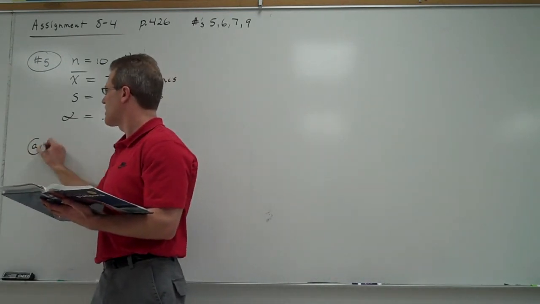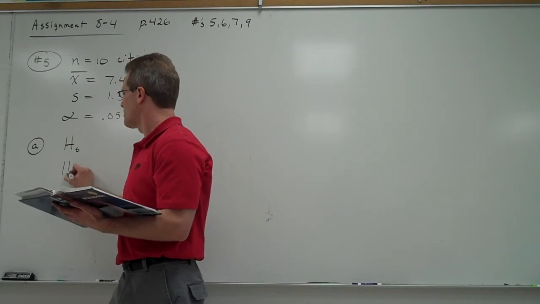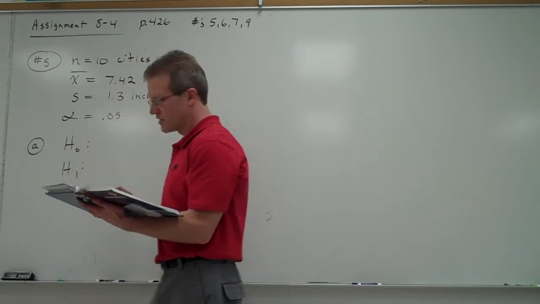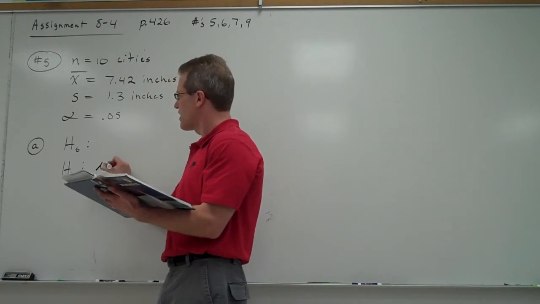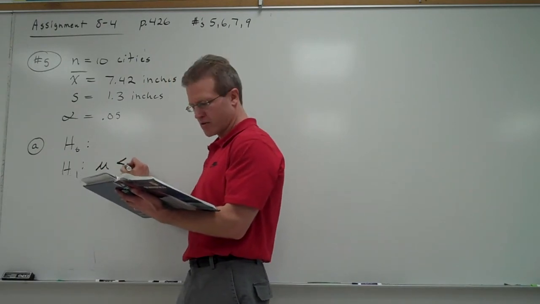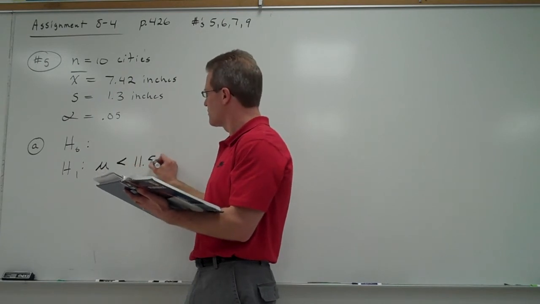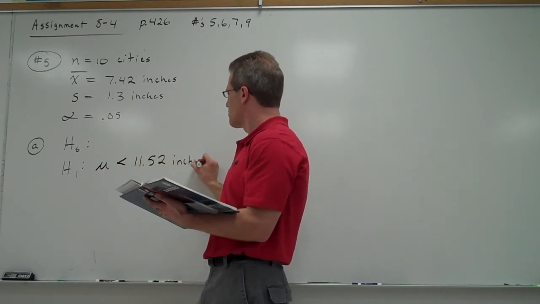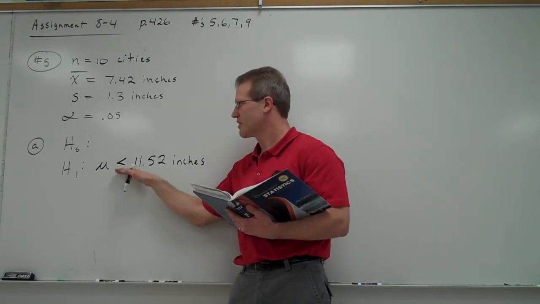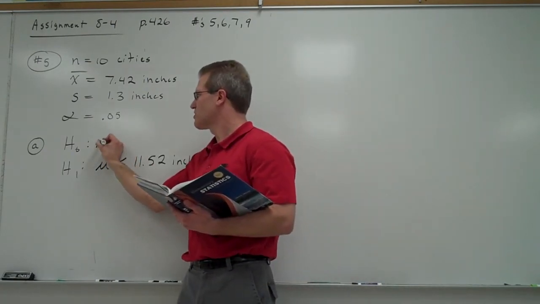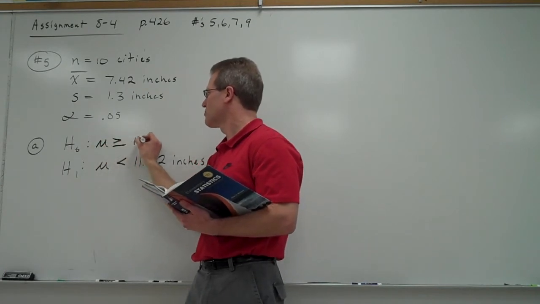Okay, for step A, we're going to write our null and our alternative. Their question is, can it be concluded that the average amount of rainfall, which we're going to call mu for average rainfall, is below 11.52 inches? So below means less than. Since a less than doesn't have an equal with it, it goes in the second line. So the first line is going to be mu greater than or equal to 11.52 inches.